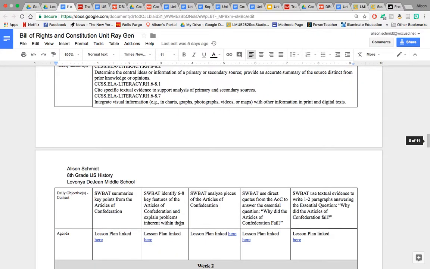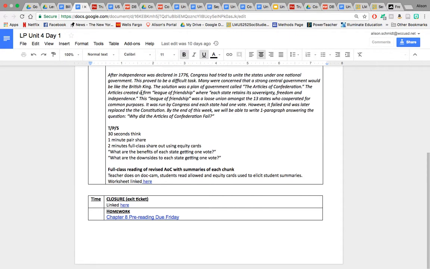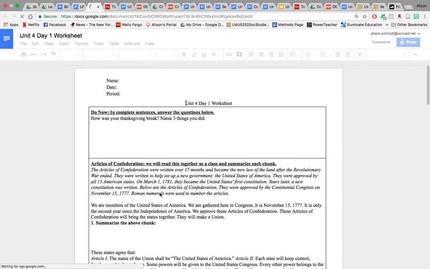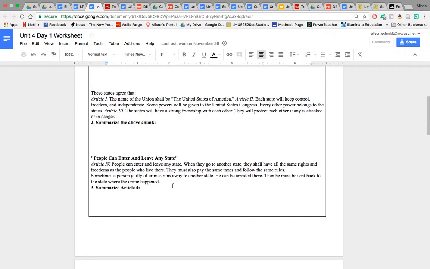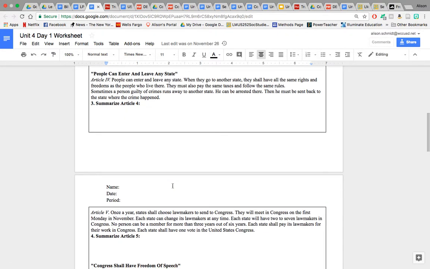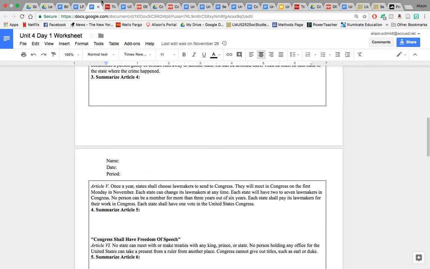So here we have the first week where the kids were basically introduced to the Articles of Confederation. The first thing that we did was show them, all right, here is the Articles of Confederation. What is it? Let's talk a little bit about it. They're going to do a full class reading of the revised Articles of Confederation, and they're going to summarize every chunk. So here we have the worksheet. They answer the do now, and they go through and summarize all the different chunks of the Articles of Confederation, tell me what they mean. This is the first reading that we'll do, and then we'll be building on this Articles of Confederation reading, which will get slowly higher in Lexile throughout the week.